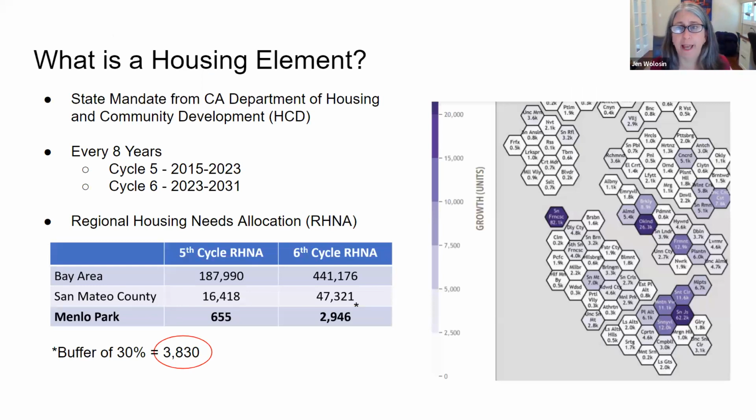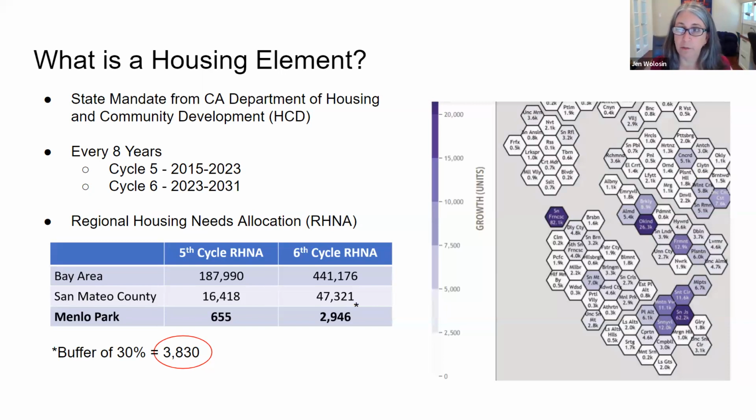So just a quick recap, what is the housing element? It's a state mandate from the California Department of Housing and Community Development called HCD. It happens every 8 years. We're in cycle 6, which plans for housing between 2023 and 2031. And our number of housing units that we're required to site for and plan for has jumped dramatically from the last cycle to this cycle.